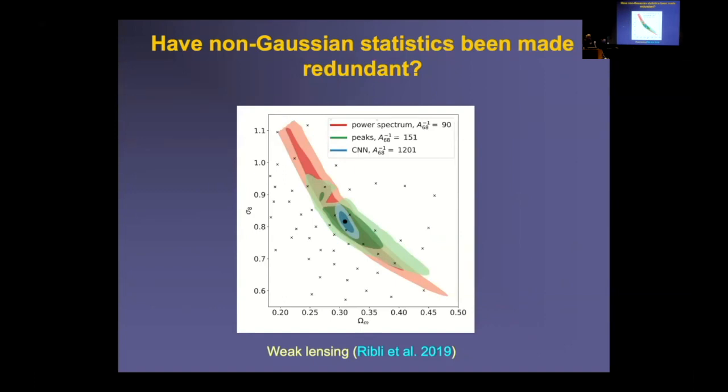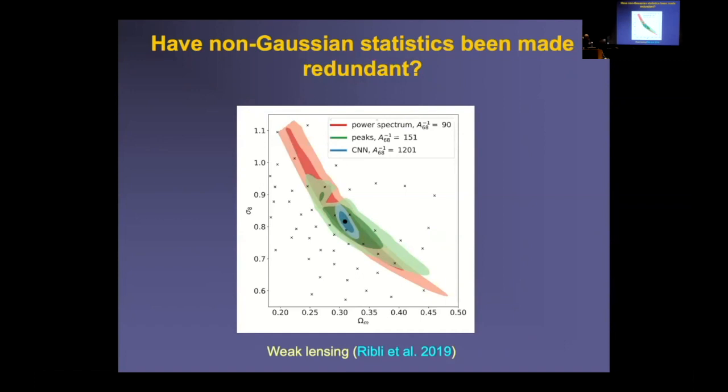One is this power spectrum constraint on some parameters in red. Then there is some non-Gaussian statistic in green. Here it's peak counts in lensing maps. And then there's a neural network, which is here in blue. And then A, you can see that the power spectrum is the worst. If you involve non-Gaussian statistics, it's better. So that's good. But then you do some machine learning and you get an even more impressive constraint.